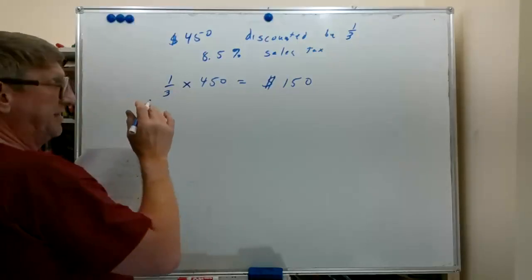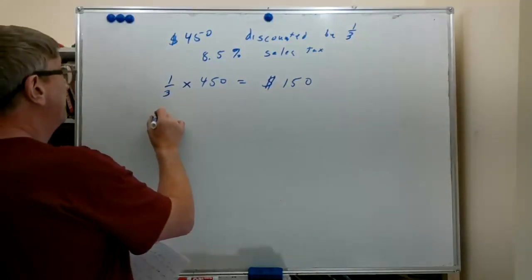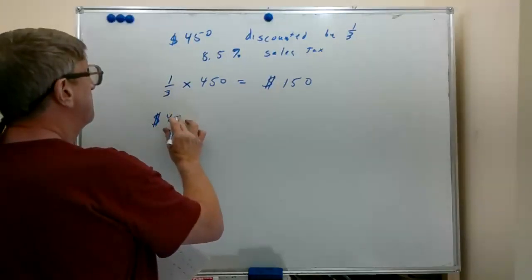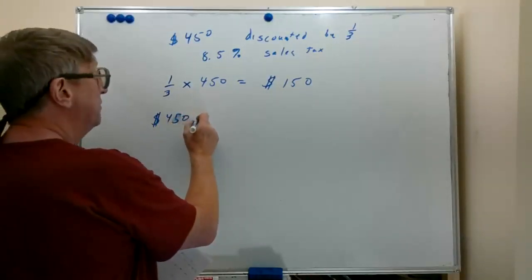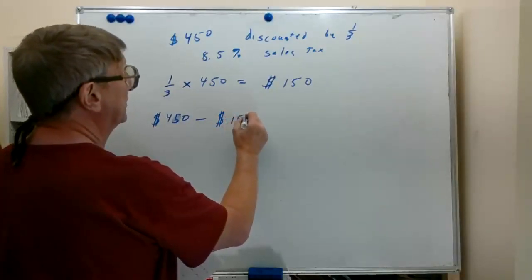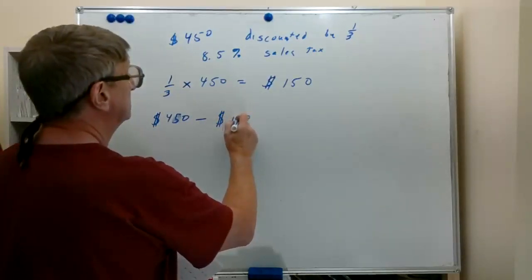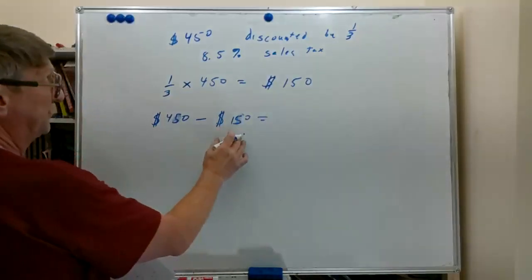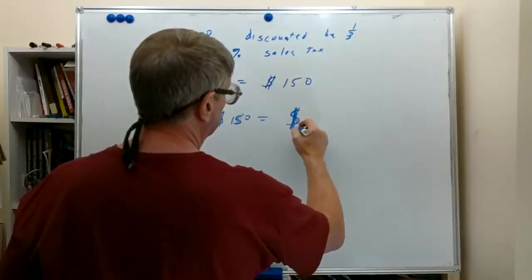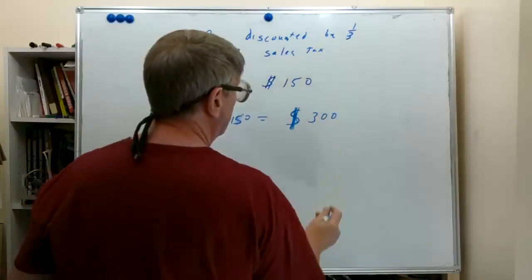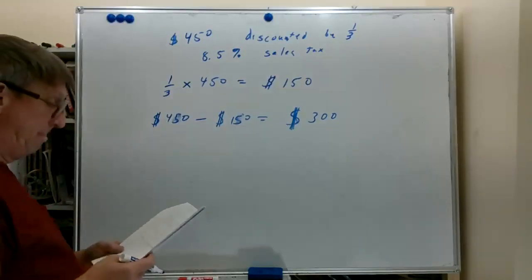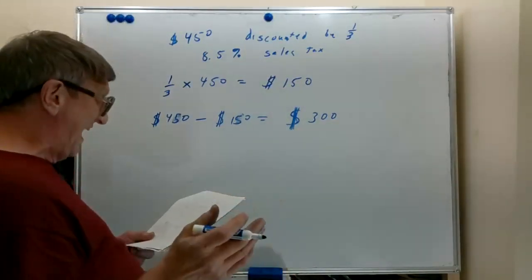So now we're going to take the original price of $450, and we're going to subtract from that the discount of 1/3, which we found to be $150. Well, 450 minus 150, that's $300. So the price of the mountain bike is $300. But we have to find the tax.